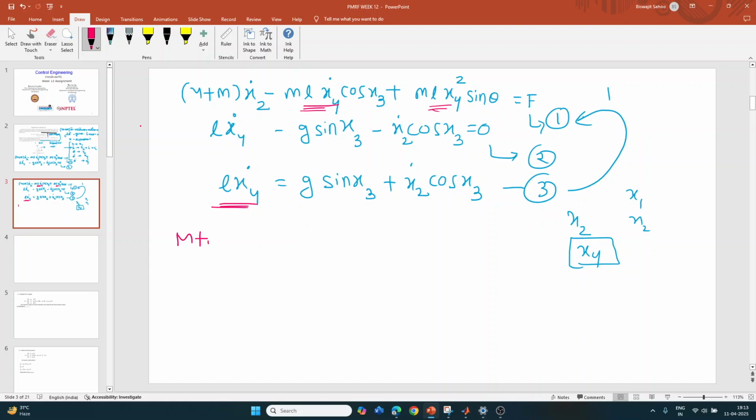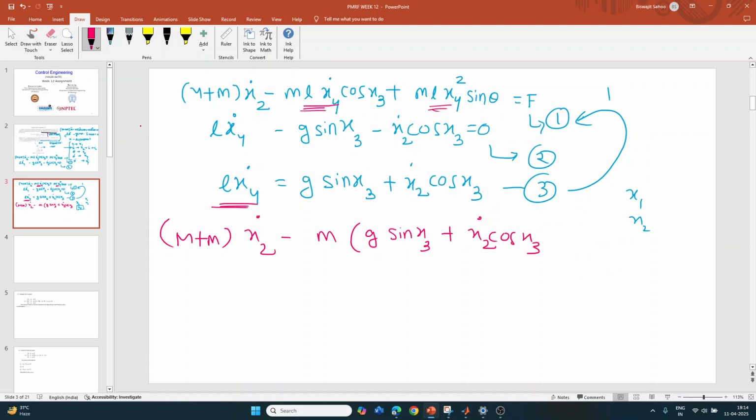So (M plus m) x2 dot minus m into, okay, this value you have to put in place of L x4 dot: g sin x3 plus x2 dot cos x3. Okay, let me erase this. Then another, you have a cos x3 multiplied.